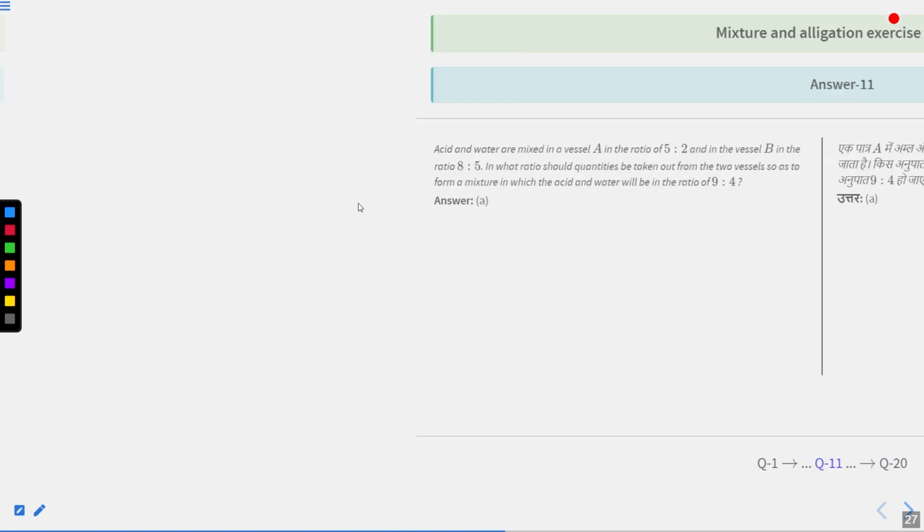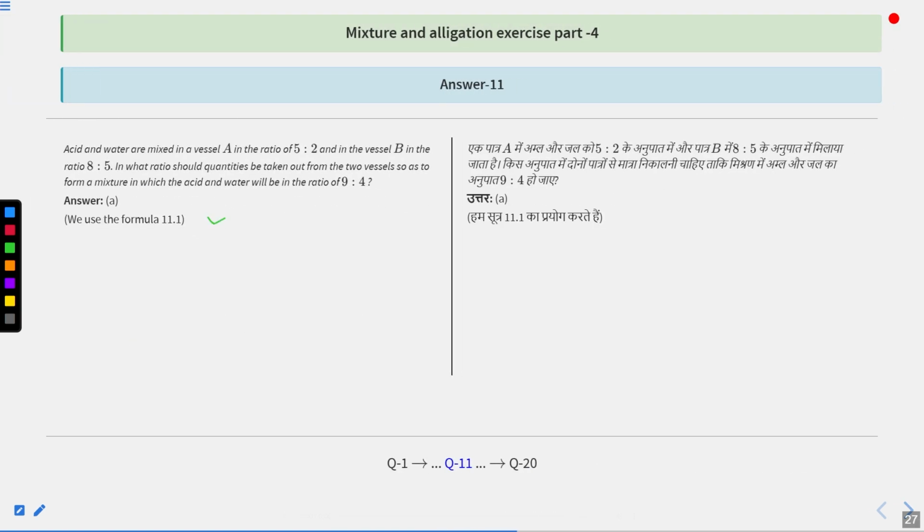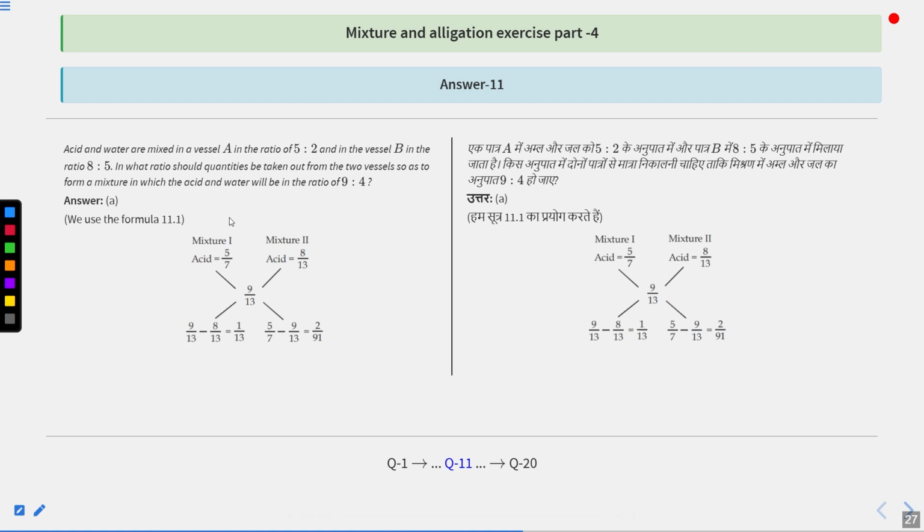Now time's up. Let's see the solution. We are going to use formula 11.1. So in mixture 1, or we can say vessel A, the ratio of acid and water is 5:2. So we can say that if these are 7 units combined, 5 units is acid. So out of 7, 5 units is acid, 5/7 in mixture 1. In mixture 2, or vessel B, the ratio becomes 8:5. So it means out of 13, 8 is acid. So we can write it as 8/13.